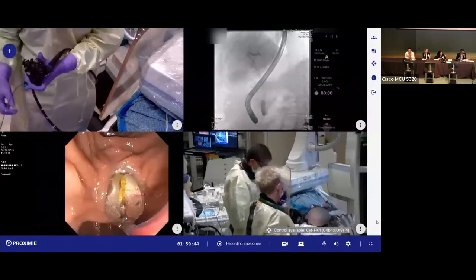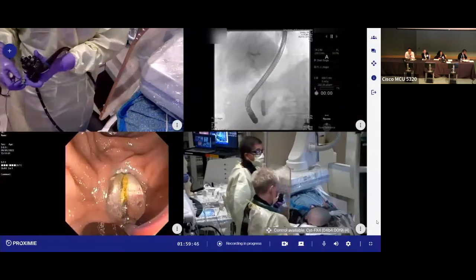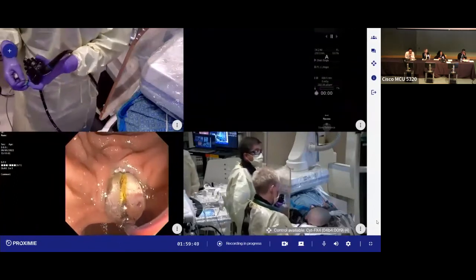Panel, what do you think? With respect to the question that Dr. Easler asked and also about how high to go on the balloon.